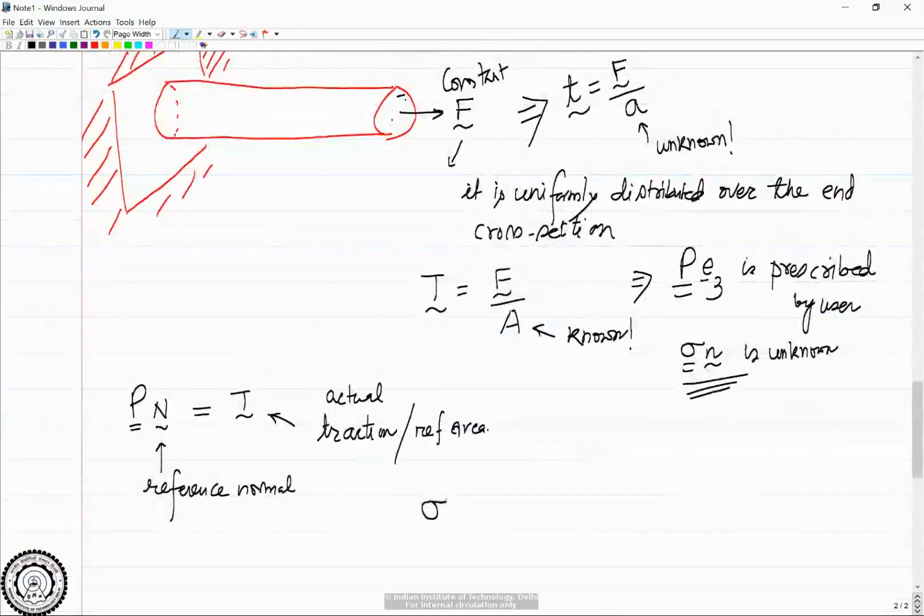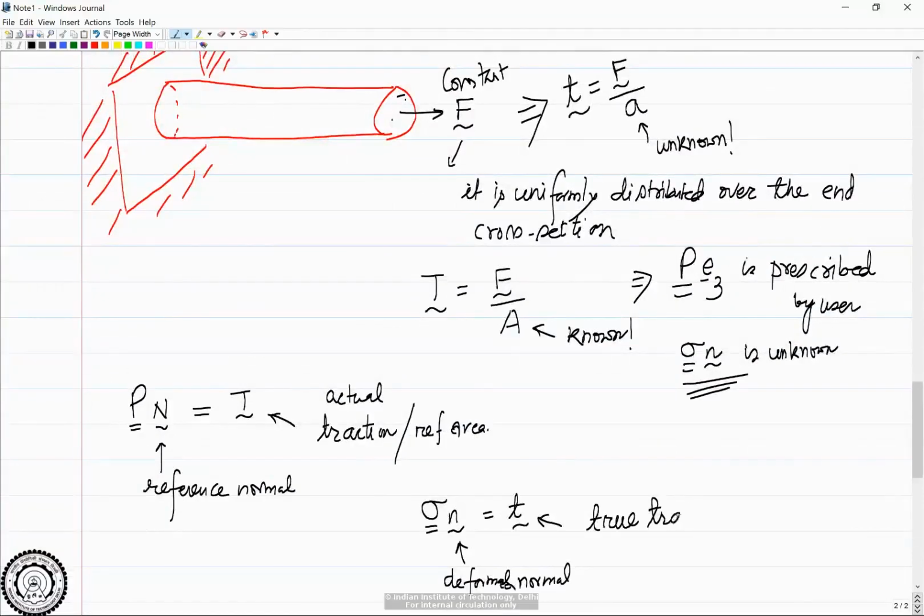Whereas in the case of sigma n, which is giving you a small t, this is the deformed normal, and this is also the true traction, and it is per unit deformed area. So here both are in the deformed configuration. Therefore sigma is an Eulerian stress tensor in the true sense. It's an Eulerian stress tensor.